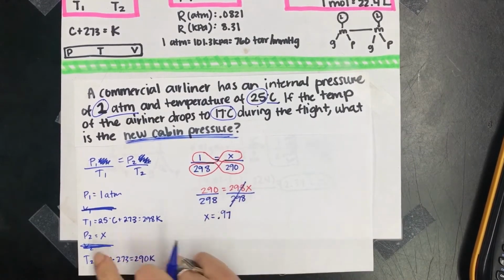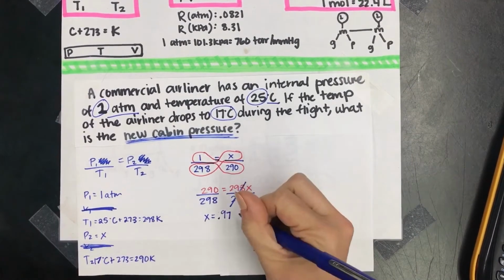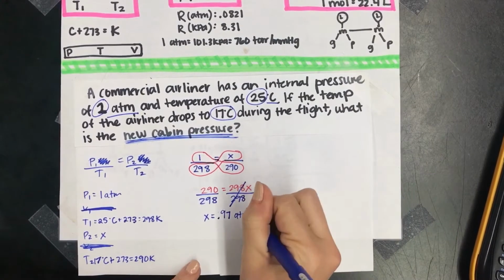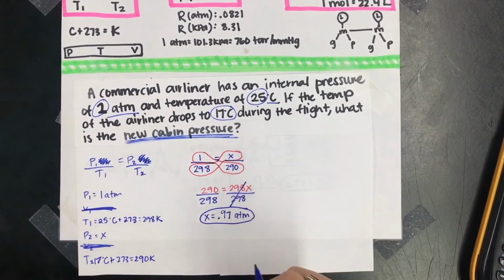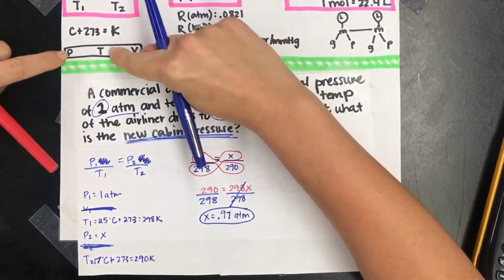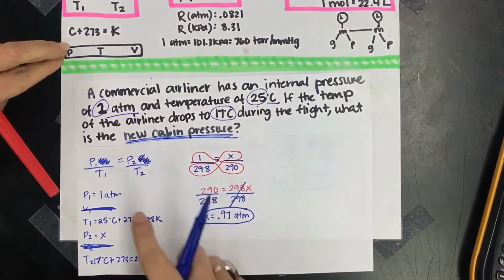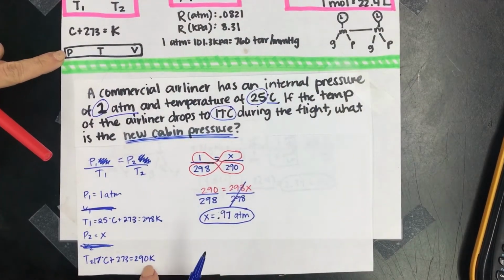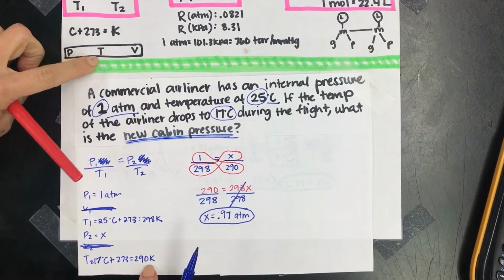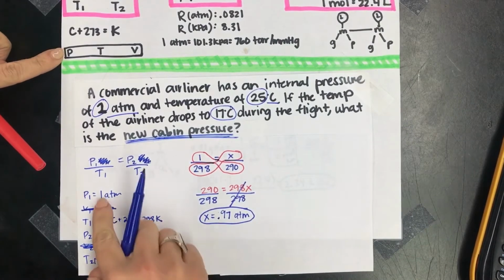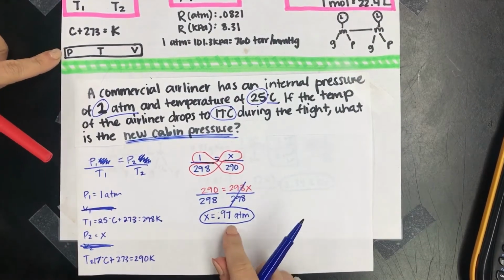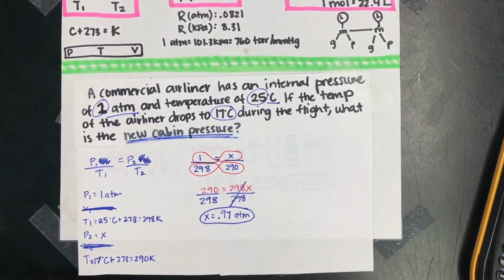0.97. The unit, we were looking for a pressure. My initial pressure was in atm. Also, to see if this makes sense, we know that pressure and temperature have a direct relationship. So if temperature decreased, that means the pressure should also decrease. And it did. It went from 1 to 0.97. This answer makes sense. All right, let's keep trucking along.